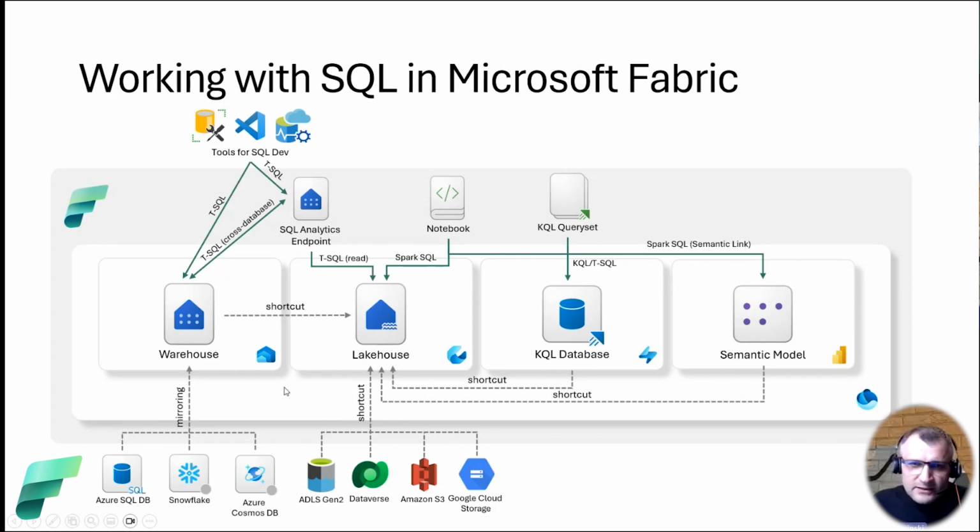And finally, we are working on something called mirroring. This was announced in November last year at Ignite. So you will see mirroring, which is real-time replication from databases like Azure SQL, Snowflake, and Cosmos DB, which means that you will be able to query data taken from those platforms in warehouses using T-SQL.